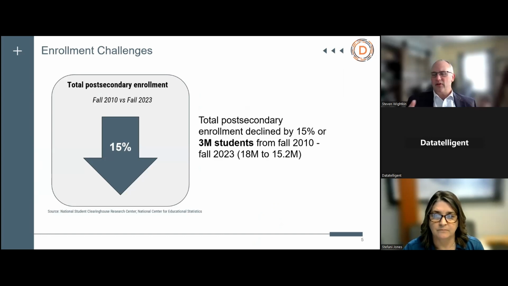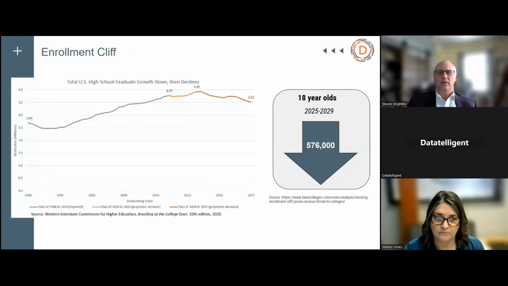That factor, and there's other ones as well, have seen an overall decrease in enrollment over the past decade of about 15%. So if you look at fall 2010 through the fall of 2023, you see a decrease in the number of students enrolled by almost 3 million. Okay, so that's occurring as we're having this discussion around the value of higher education.